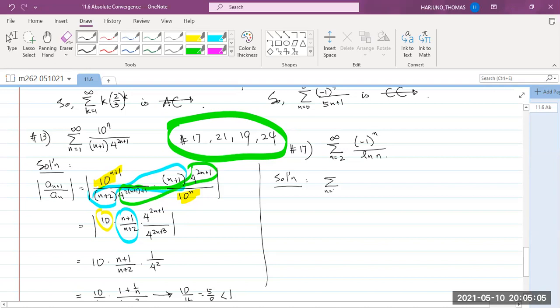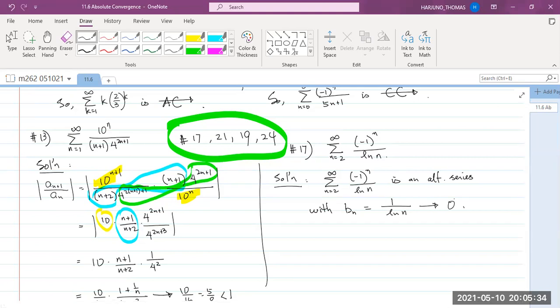So this is from 2 to infinity, that's an alternating series with b_n equals 1 over ln n. Now we know this converges to 0. So can I say that this series is convergent? Actually, I can say even more. It is decreasing down to 0.